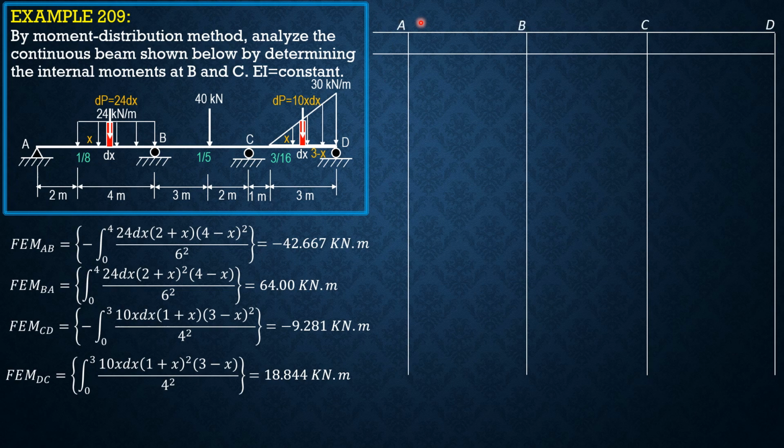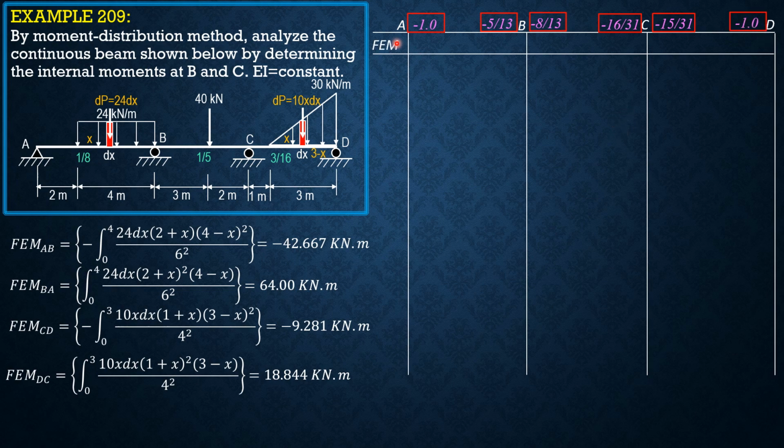the distribution factor is 1, but let's make it negative 1. For BA, negative 1/8 over 1/8 plus 1/5, so this is negative 5 over 13. For BC, negative 8 over 13. For CB, negative 1 over 5 over 1 over 5 plus 3 over 16, negative 16 over 31. So therefore, for CD, negative 15 over 31, and at D negative 1.